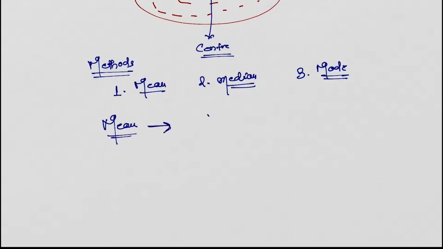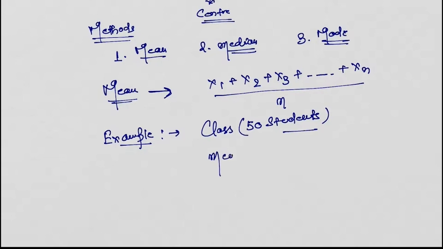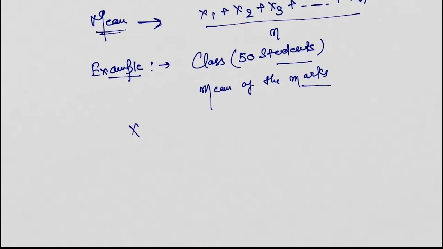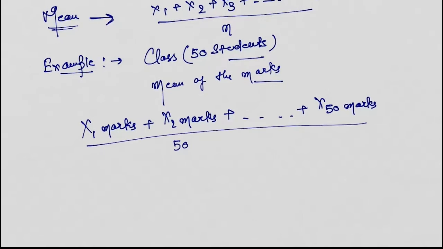We all know the mean is the summation of all the entities in the data divided by the number of entities. Let's do one example. I'm not taking any number. So there is a class of 50 students. If I ask you to find out the mean of the marks in the class, what will you do? You'll find out the marks of the first student, marks of the second student, marks of the third student, and so forth, till the marks of the 50th student. Then you divide by 50. You get the mean of the marks.